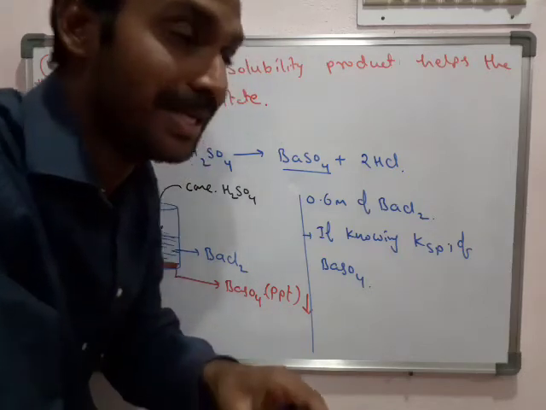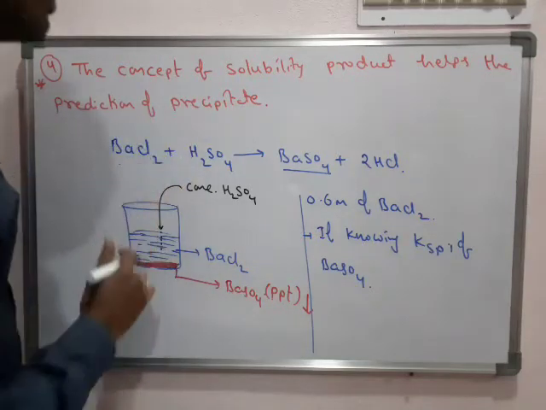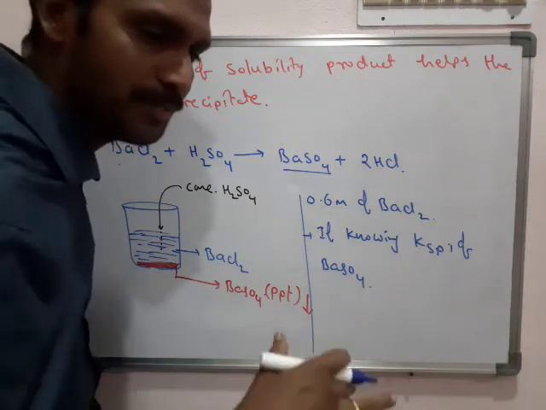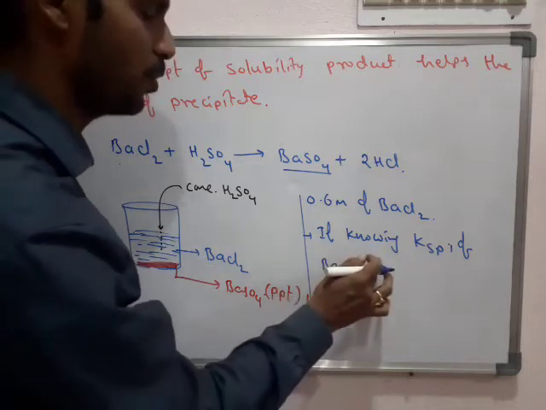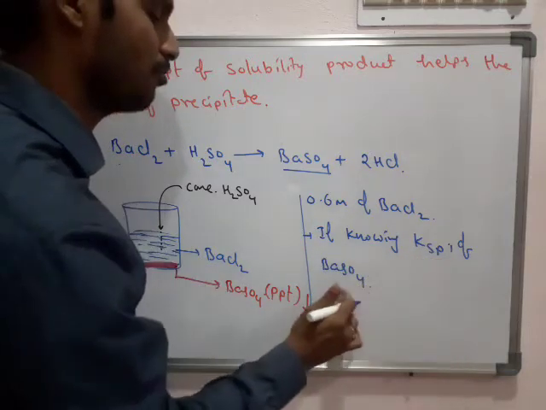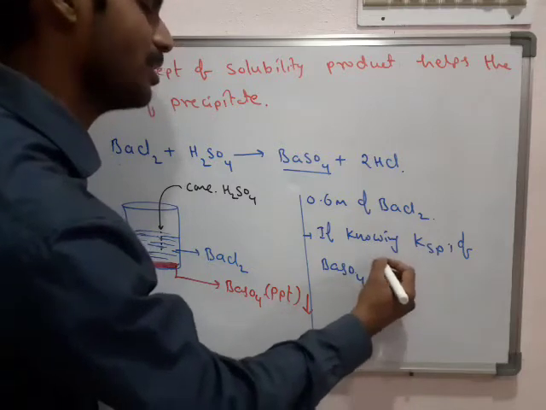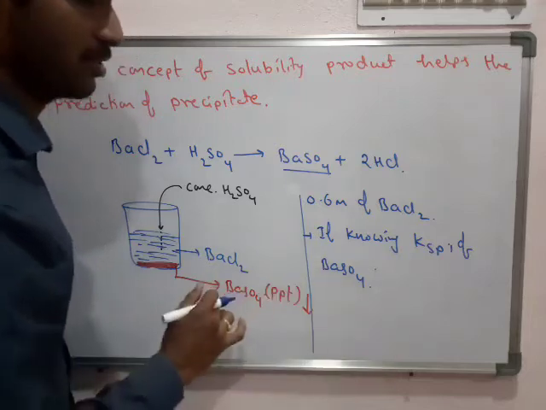We are able to predict the precipitate, meaning when precipitation forms and when it does not. If knowing the KSP of barium sulfate, we can predict whether the precipitate of barium sulfate forms or not.